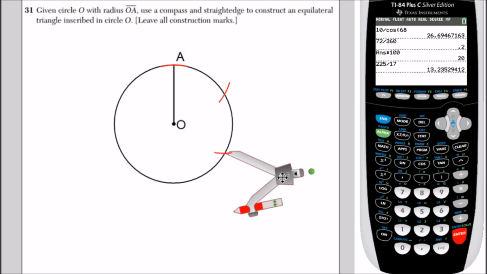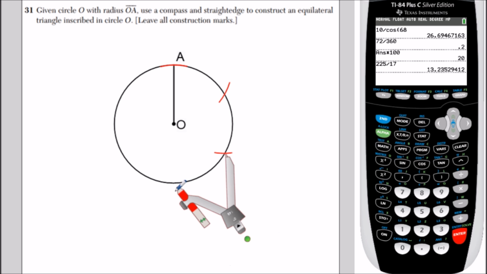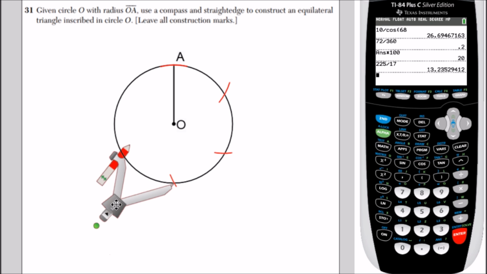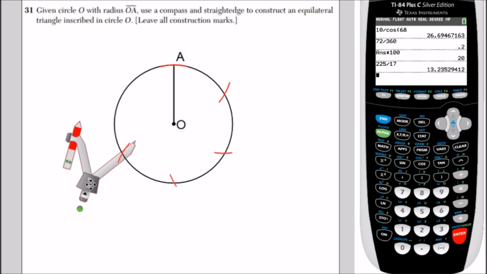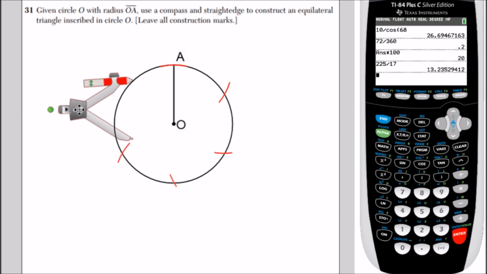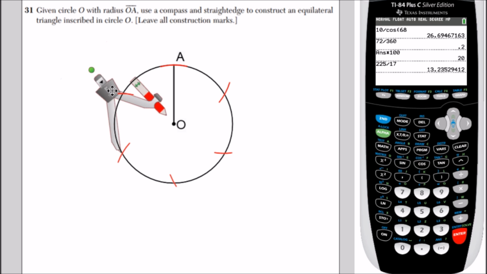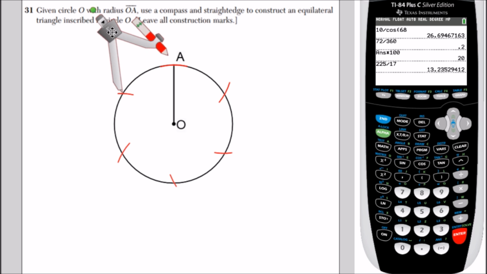So we're going to just do this again. And it's very important for these kinds of questions that you show the arcs, because if you just do it by hand and eyeball it, they're not going to give you full credit. So we have one more to do. And let's see, we place it at the intersection point. We do this again. Now we don't have to do this part, but if we place the compass here, you can see that it's going to bring us right back to point A where we started.